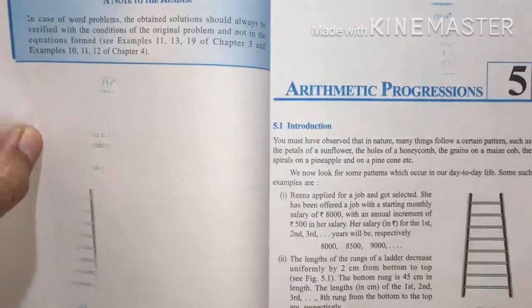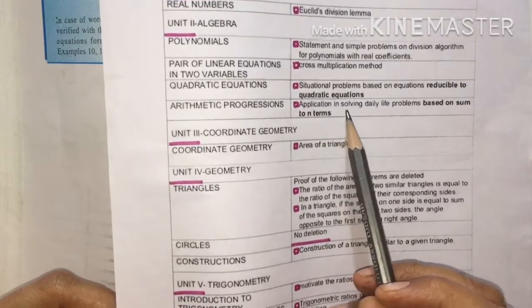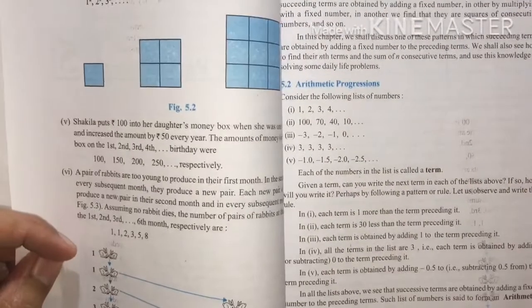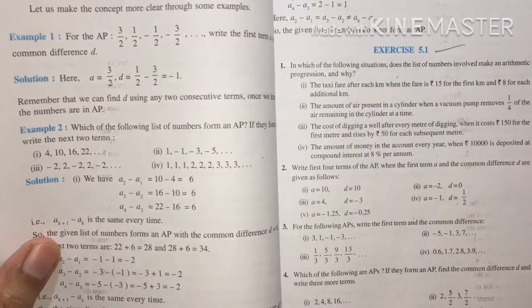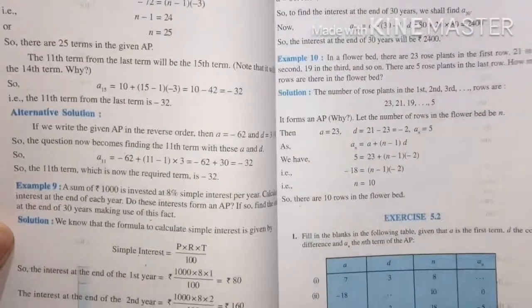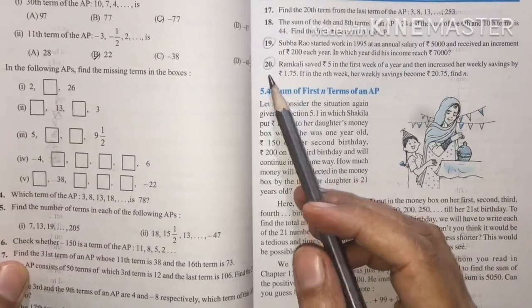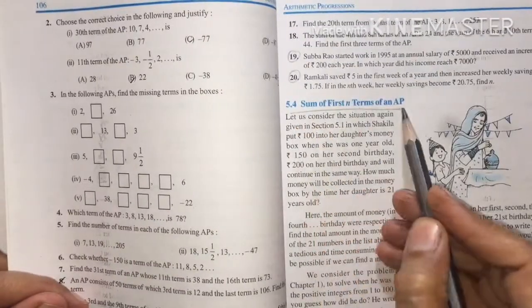Next chapter is arithmetic progression. From arithmetic progression, applications in solving daily life problems based on sum to n terms have been removed. In this chapter, all these things you have to do. Exercise 5.1 in full you have to do. Exercise 5.2 you have to do, except these two questions, question number 19 and 20. These are based on the sum of n terms, so this portion has been deleted.